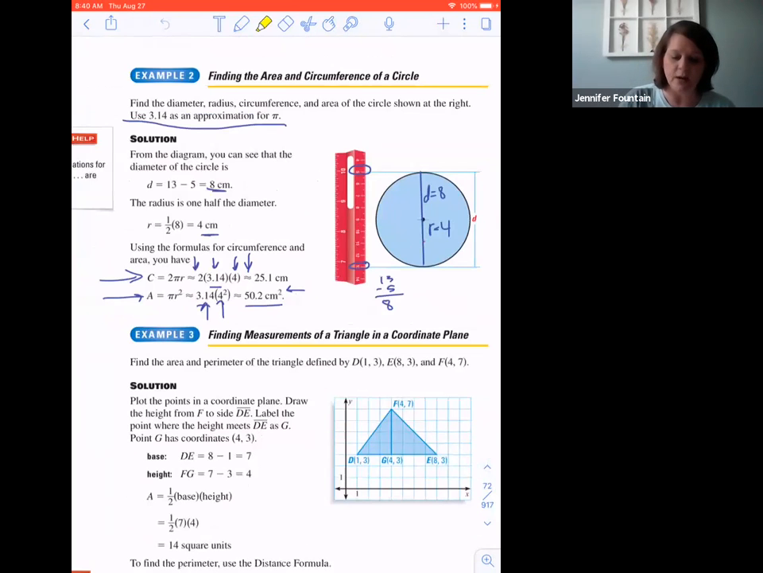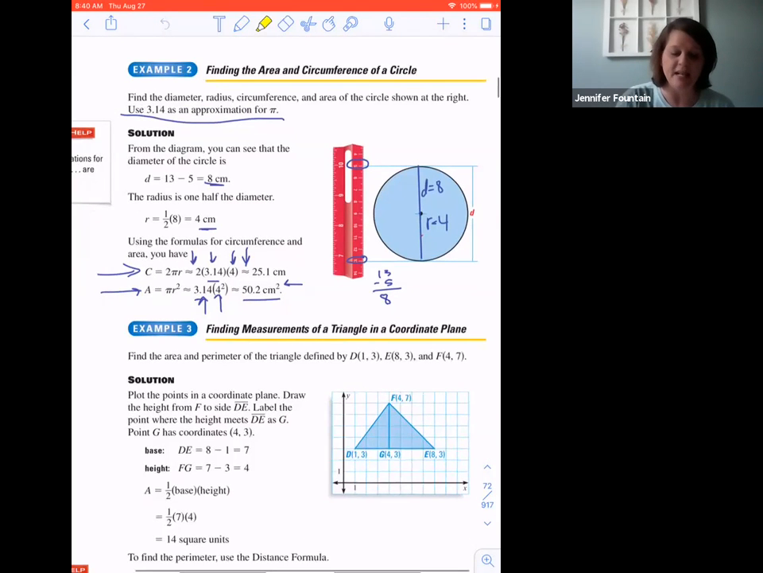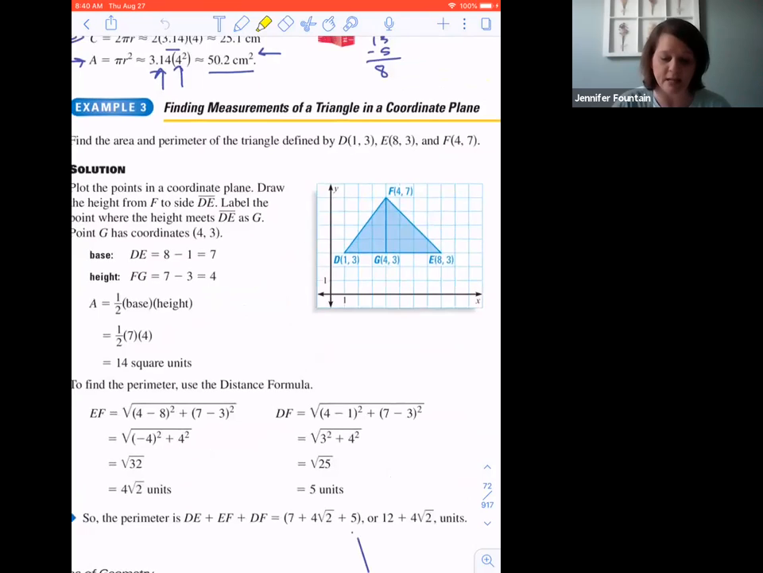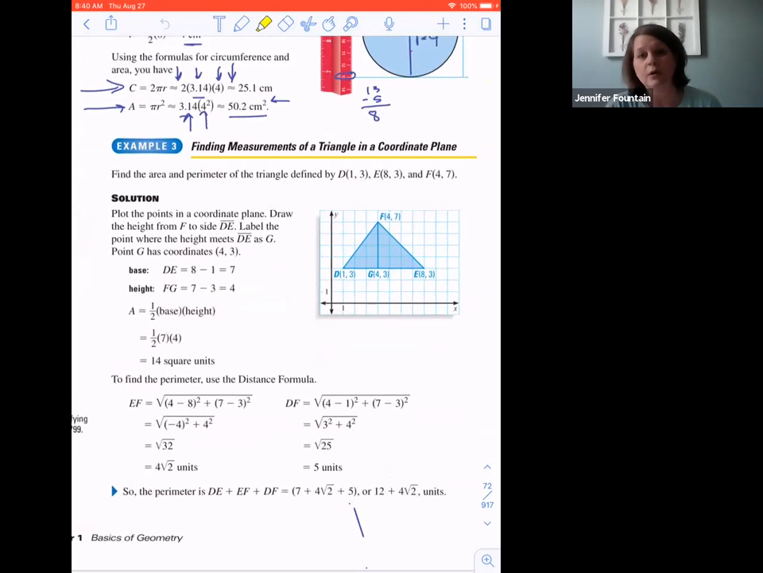So we had talked about rectangles and we had talked about circles. Now we're going to move on to finding measurements of a triangle in a coordinate plane. In a lot of geometry, we are dealing with coordinate planes. We're talking about ordered pairs. We can use distance using a coordinate plane, and we're going to see this a lot, so getting used to seeing our shapes and figures on a coordinate plane will help us.